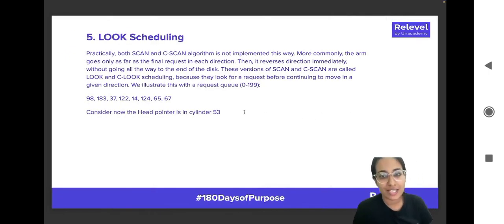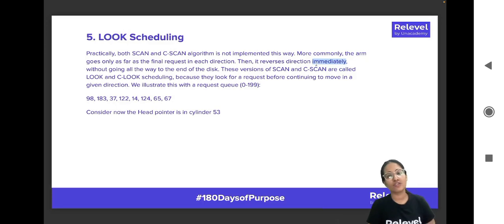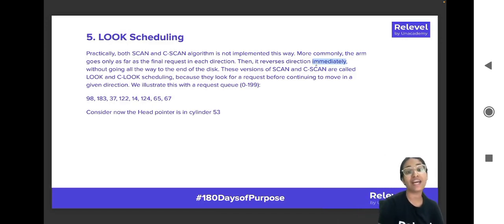So that is what it says, that more commonly the arm of the disk head goes only as far as the final request in each direction. Then it simply reverses direction immediately without going all the way to the end of the disk. This version of SCAN is known as LOOK, and this version of C-SCAN, where you also don't go to the very end, is known as C-LOOK. They are basically looking for a request before continuing to move in a certain direction instead of looking for the end of the disk.